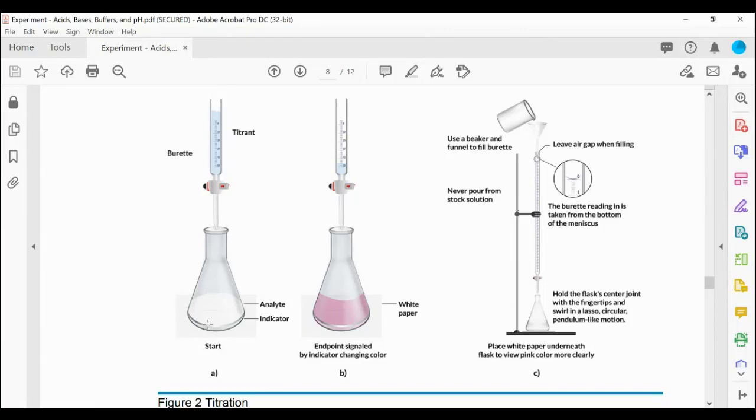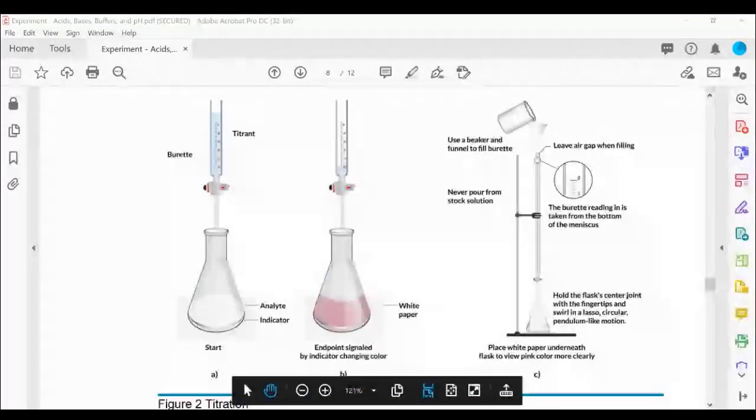I place my analyte, in this case our vinegar, and a few drops of indicator. The indicator in this case is phenolphthalein. What is the purpose of the indicator? The indicator is when up the titrant.